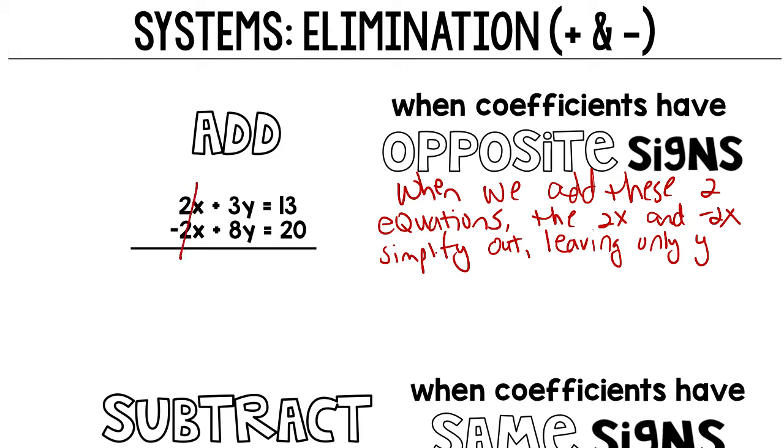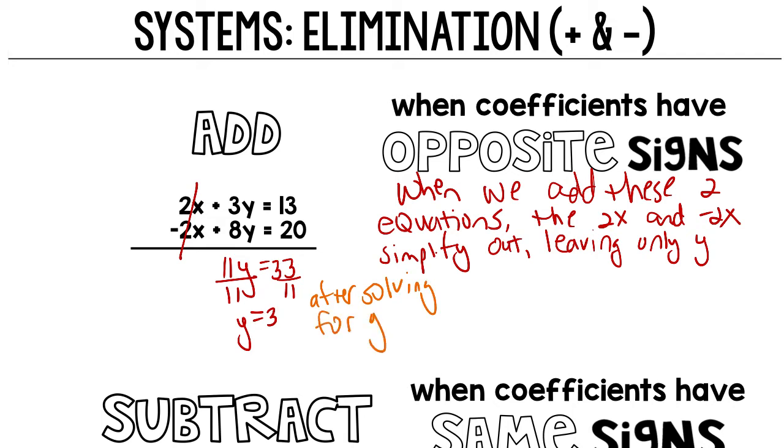2x minus 2x, those cancel. 3y plus 8y is 11y, and 13 plus 20 is 33. We divide both sides by 11, and we get y is 3. Now, after solving for y, we plug the value in to solve for x.